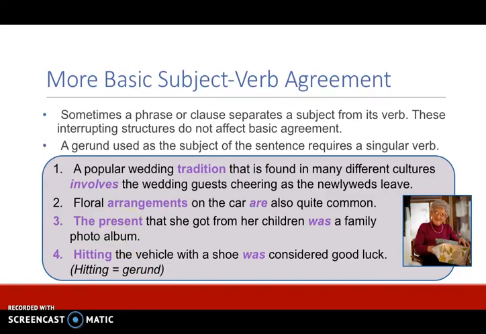Number 4, hitting the vehicle with a shoe was considered good luck. So in this sentence, hitting is a gerund. So hitting, or any gerund, will use a singular verb, like was.